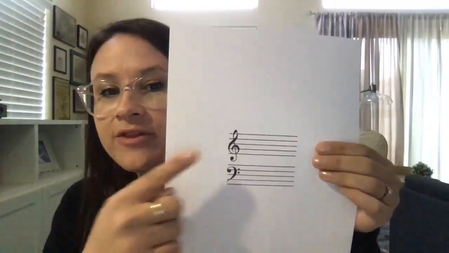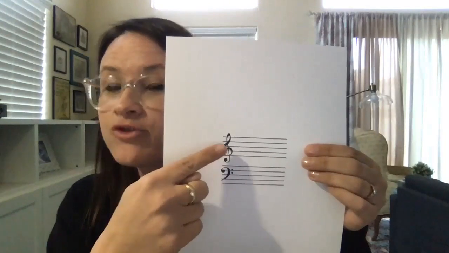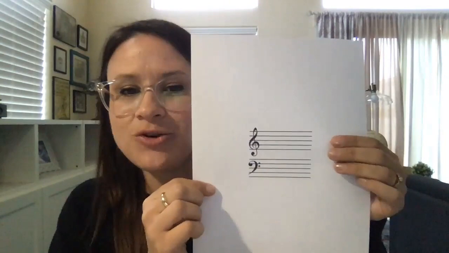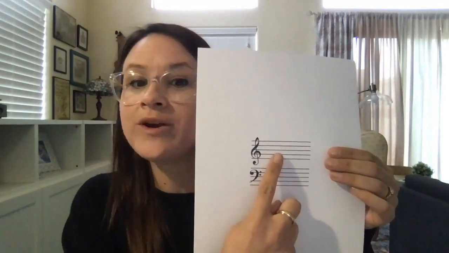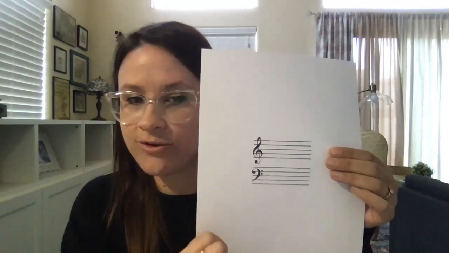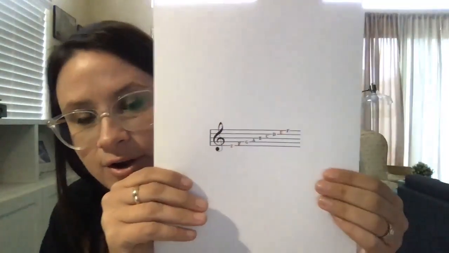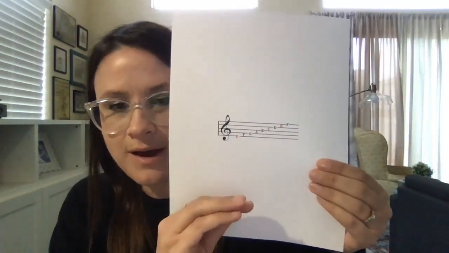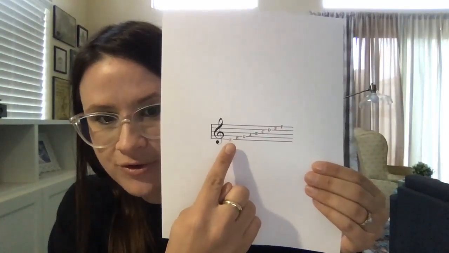The difference between the treble clef and the bass clef is that all the notes on the treble clef staff are higher pitched. You remember that pitch means how high or how low a note is. So everything on the treble clef is going to be higher pitched than the notes on the bass clef. We're not going to get into learning the notes yet, but I just want to give you a quick overview of the treble clef.